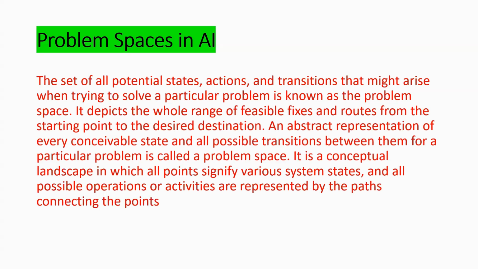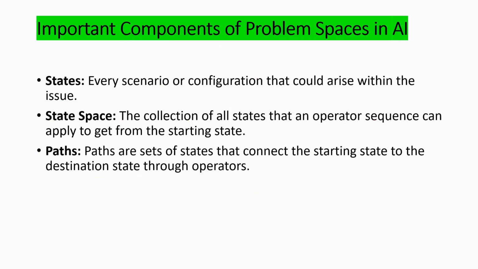So, the problem space, also known as a state space, is a theoretical construct that represents all possible states an AI system can be in, as well as the possible actions or transitions between those states for a given problem. Think of it like a map, where states have edges. So it has important components of the problem space in AI: states, state space, and path. We can say that.